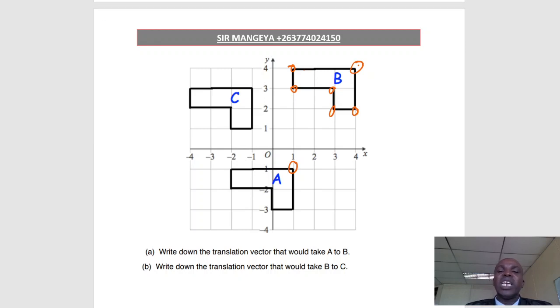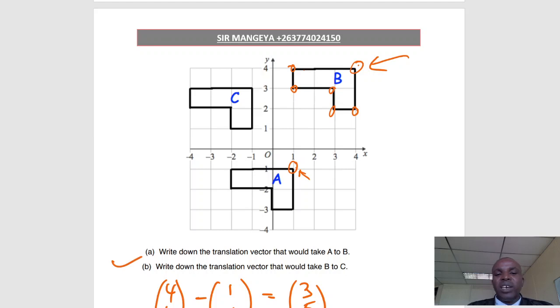Then make sure you take the corresponding one on shape A. So I can choose this one. So the coordinates is 4, 4 minus on A, the original is 1, 1. So the vector will be 4 minus 1, 3, 4 minus 1, 3. That's the vector. Done.